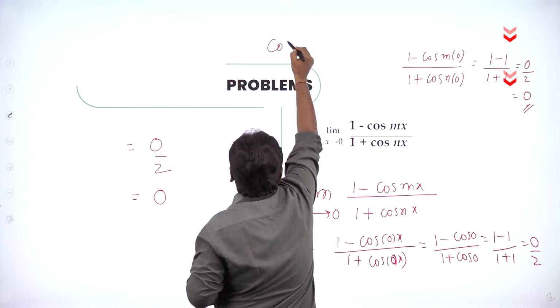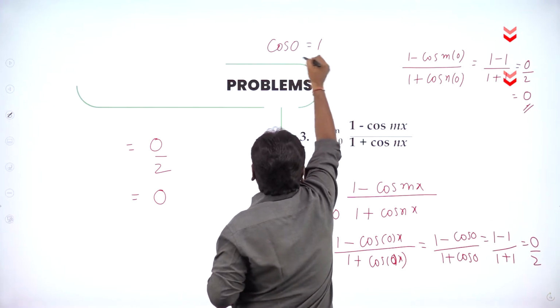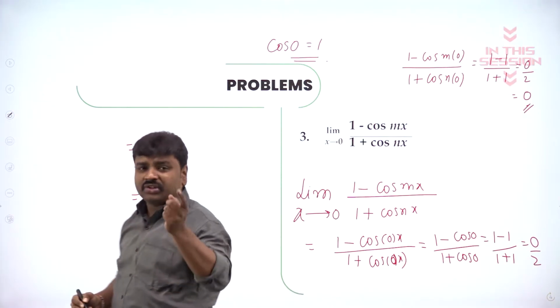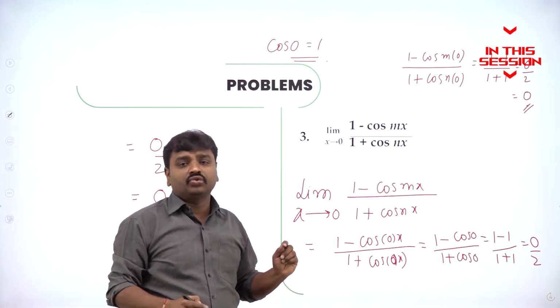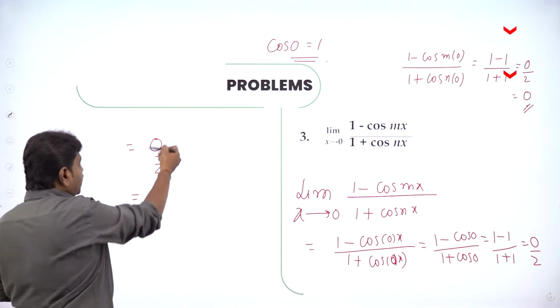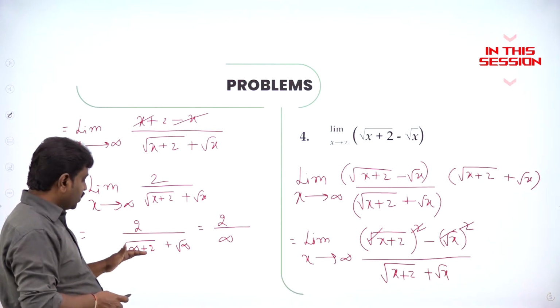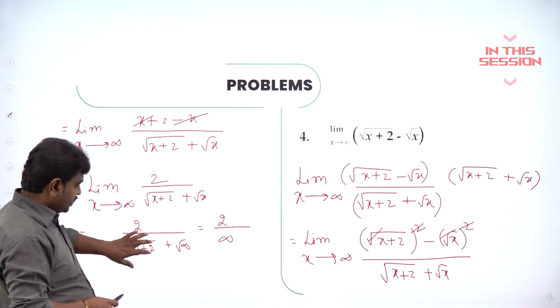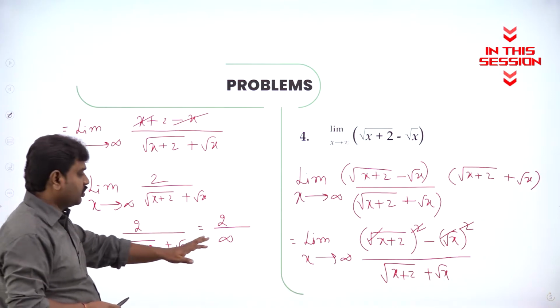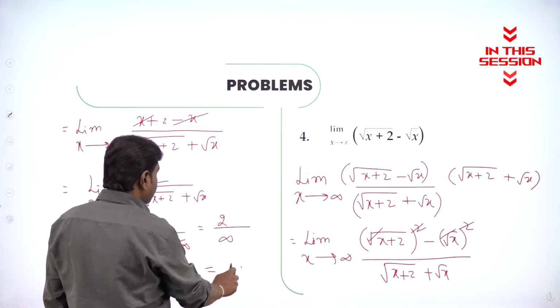All of you know what is cos 0? In mathematics, cos 0 degrees is what? 1. So numerator 1 minus 1 is 0, denominator 1 plus 1 is 2, 0 by 2 is 0, 0 by any number is 0. Infinity plus 2, infinity plus number is infinity, under root is infinity, so whole thing is unable to count, plus unable to count is unable to count, that is infinity, number by infinity is 0.